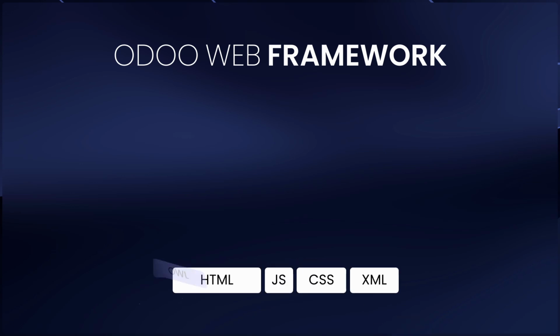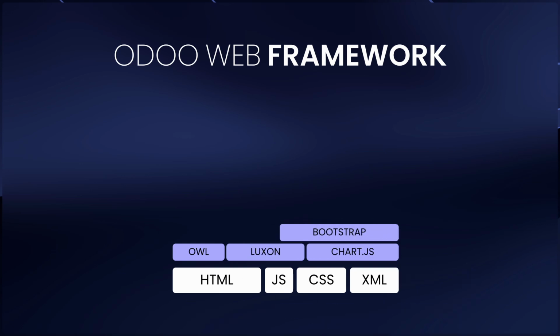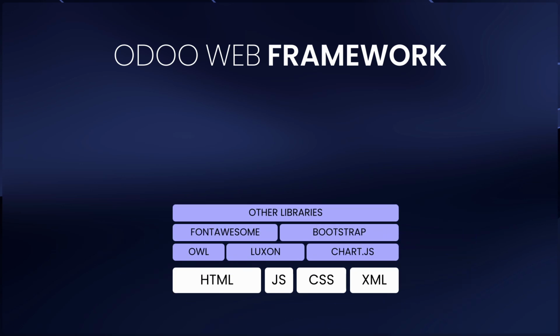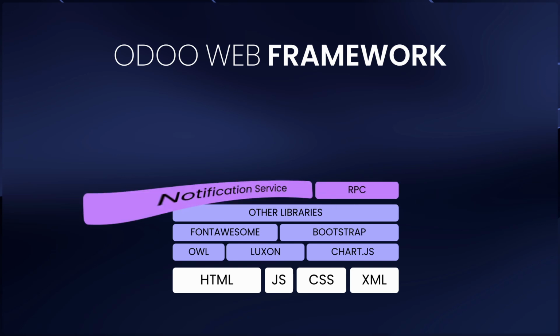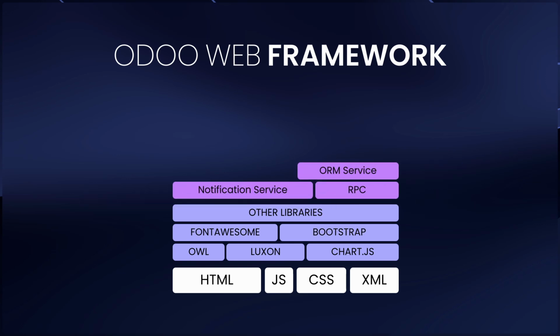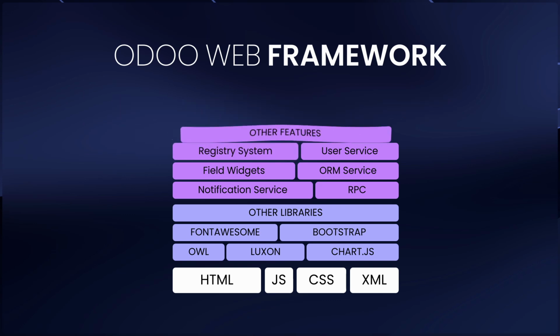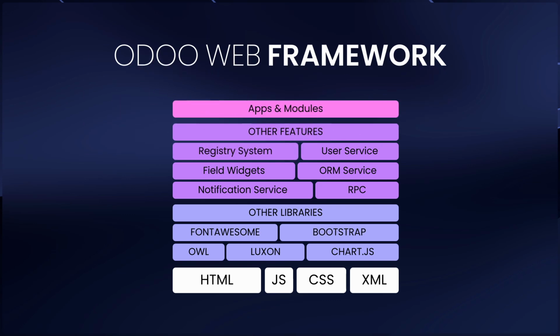At the core of it, the web framework uses HTML, JavaScript, CSS styles, and XML templates. On top of these technologies, Odoo utilizes several additional libraries such as OWL for the component system, Luxon for handling dates and times, Chart.js for charts, Bootstrap, etc. With these components, the Odoo Web Framework provides features like the registry system, services such as ORM service, notification service, user service, etc., which are used to build Odoo apps and modules.